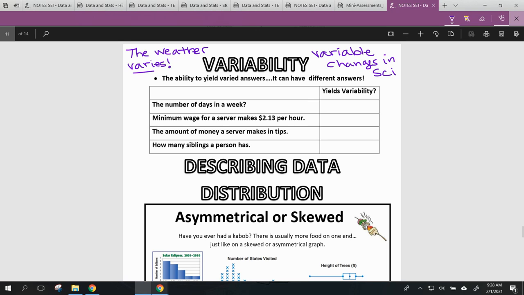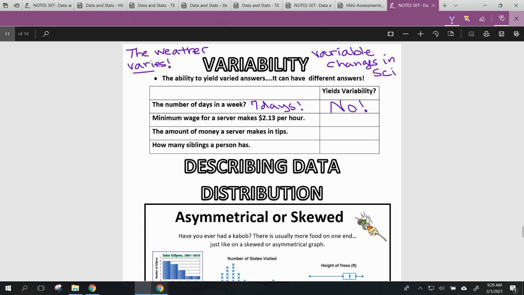Because variability is a word that we might not hear that often, but we have heard words very similar to it, and they can help us tie those pieces together. To yield variability means that if we ask a question to different people, we should be able to get different answers. For example, the number of days in a week. If you asked every person in your class, how many days in a week are there? Everyone's going to say the same thing. I hope we all know that there are 7 days in a week. Does it yield variability? No, because everybody is going to give the same answer.